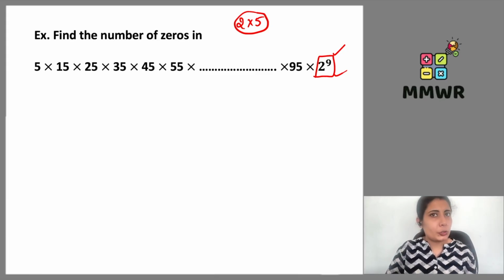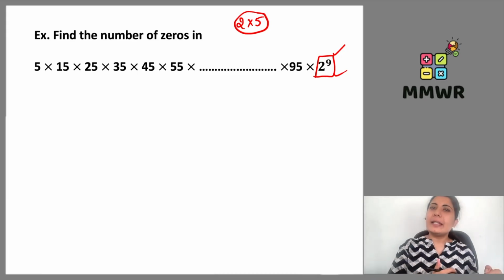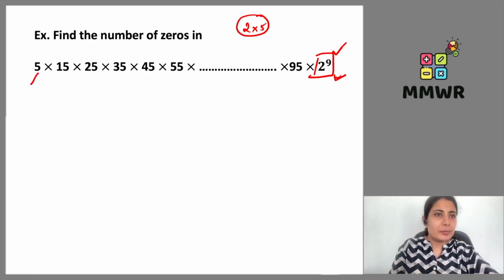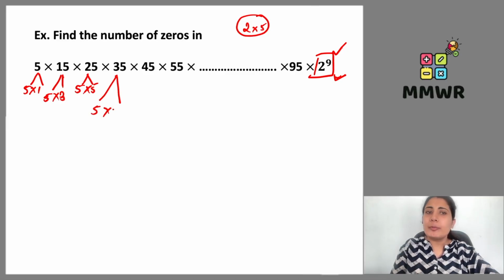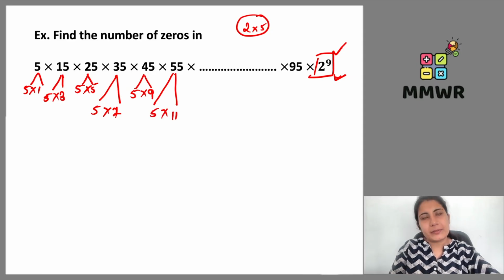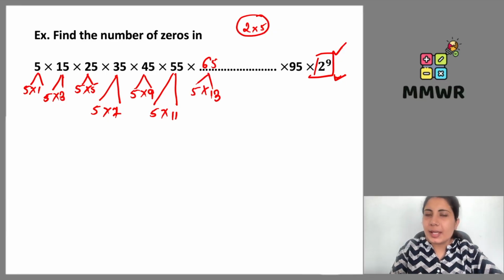So how many 5s are there? Do we have exactly 9 5s, less than 9 or greater than 9? That we will be checking. Here we have 5, that means 5 ones are 5. Here we have 15, that means 5 threes are 15. Here we have 25, which is 5 multiplied by 5. Then we have 35, which is 5 multiplied by 7. Then 45, which is 5 nines. Then 55, which is 5 multiplied by 11. Then 65, 5 13s are 65.